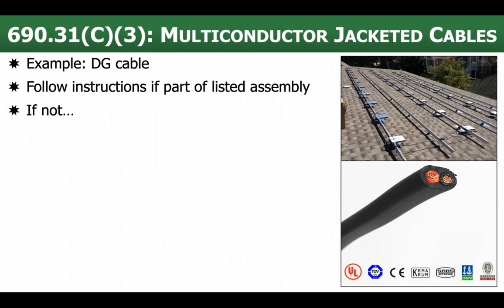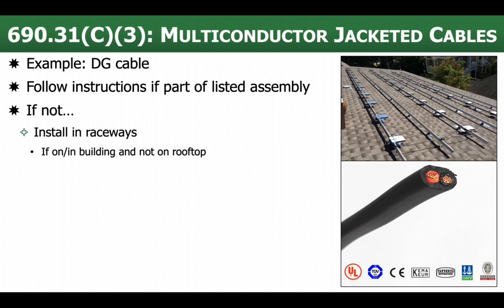If you are, for instance, buying a spool of DG cable and using connectors and following instructions for those connectors and installing it, then there are some additional requirements in 690.31(C)(3) that we have to follow. Install it in a raceway. This would be if it's on or in a building and not on the roof.